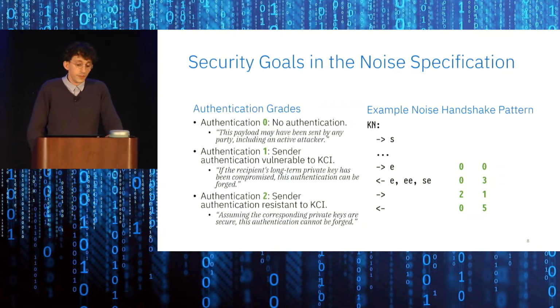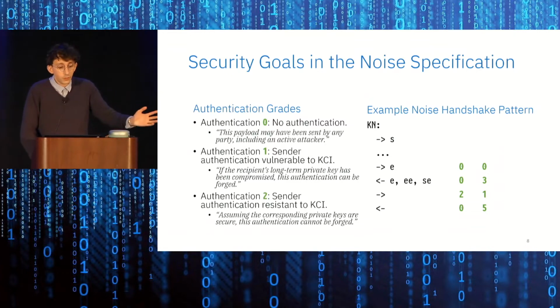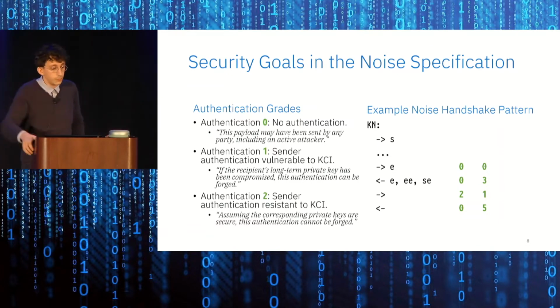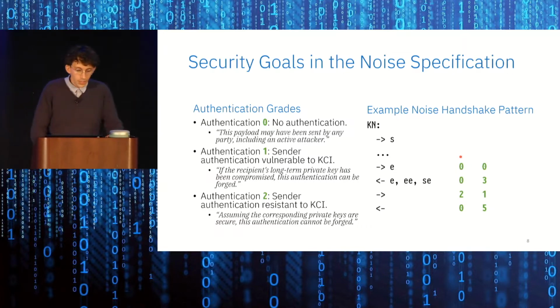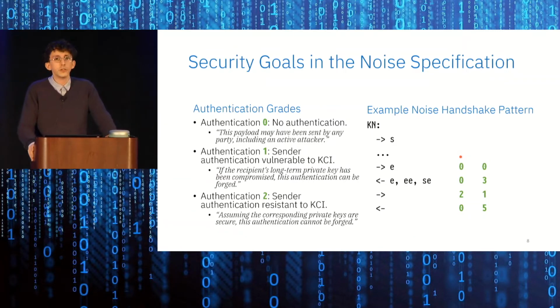So in terms of authentication grades, you can start with level 0, which is just no authentication. This payload may have been sent by any party, including an active attacker. And so here, this message has a 0 authentication grade. And you can go all the way up to 2, which is that assuming the corresponding private keys are secure, this authentication cannot be forged.